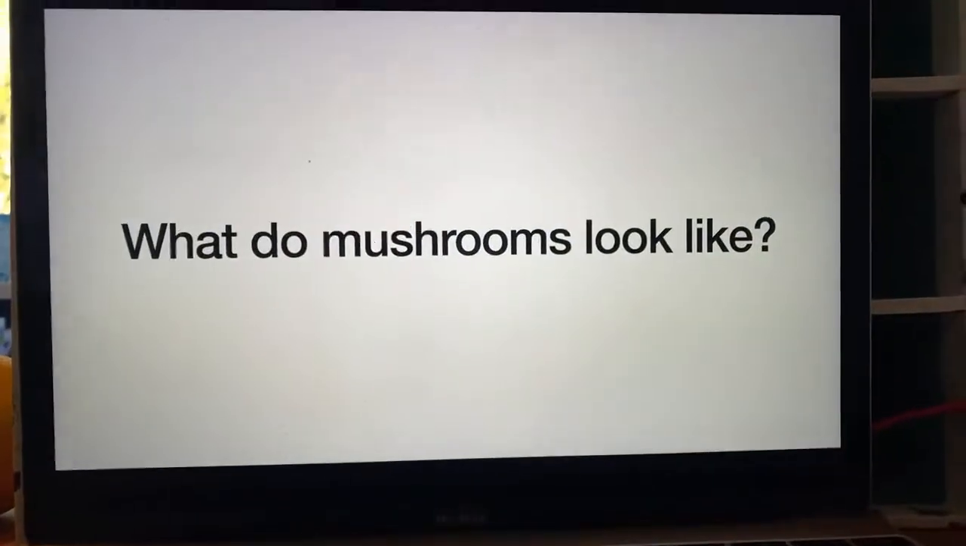I'm not even going to do any spoilers, but it's to do with where they are, it's to do with the general context, it's to do with things like smell and feel, and let's get on to what mushrooms look like, though. We will start with that. What do mushrooms look like?